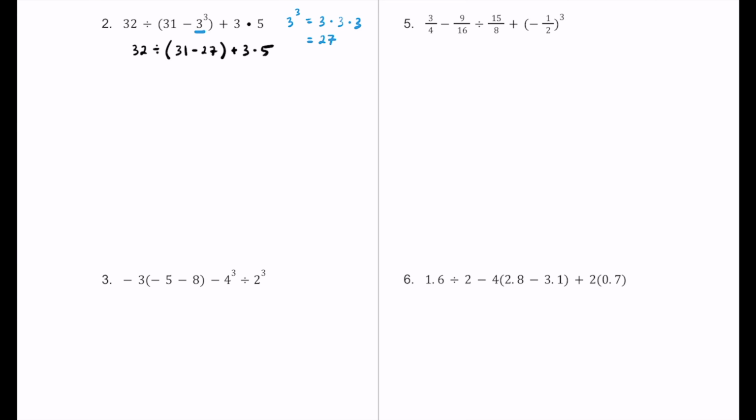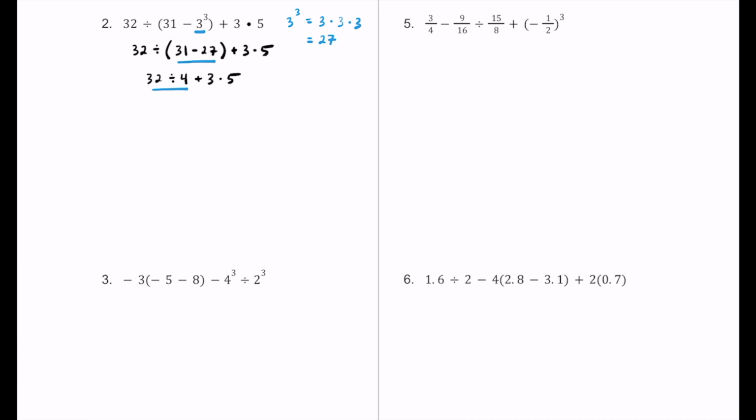Okay, so we did do parentheses, but we still have something to do inside here. So we're going to focus our attention on this parentheses. So 31 minus 27, that's equal to 4. So we're going to have 32 divided by 4. Then we're going to add the product of 3 and 5. So 3 times 5. So at this point, we have division, addition, and multiplication. Now division and multiplication are equally important, and they are more important than addition. So we're going to do the division first from left to right.